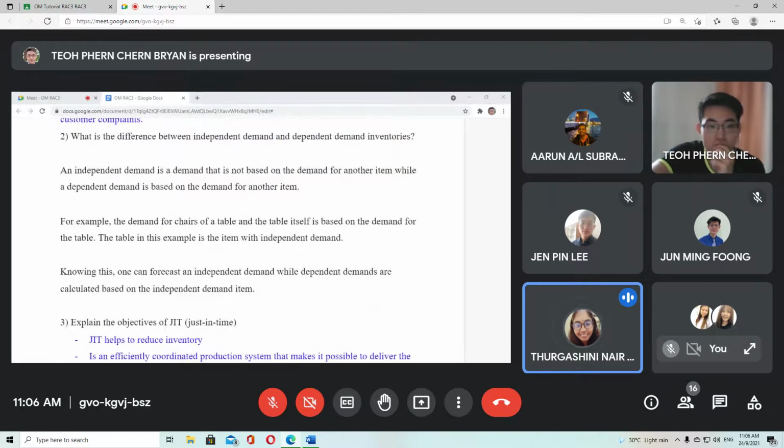So the second question is, what's the difference between independent demand and dependent demand inventories? An independent demand is the demand that is not based on the demand for another item, while a dependent demand is based on the demand for another item. For example, the demand for chairs of a table is based on the demand for the table itself. The table in this example is the item with independent demand. Knowing this, one can forecast an independent demand while dependent demands are calculated based on the independent demand item.